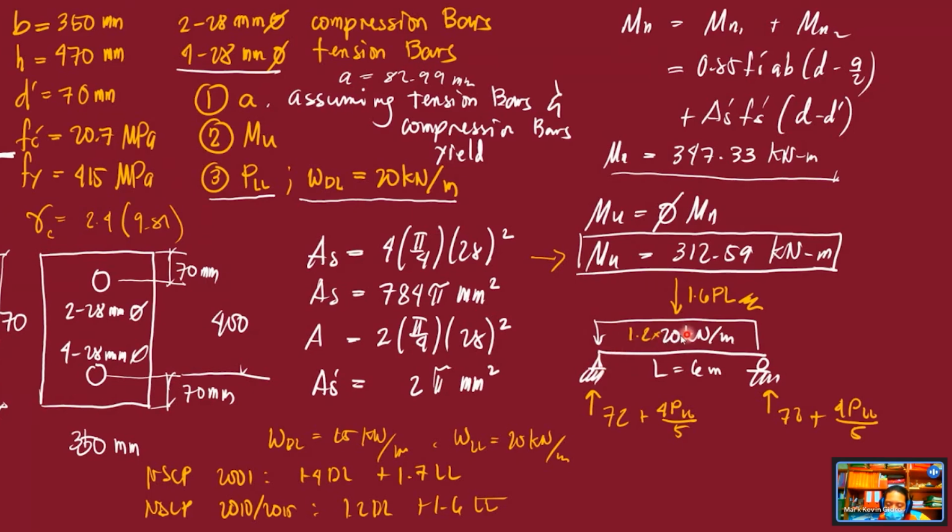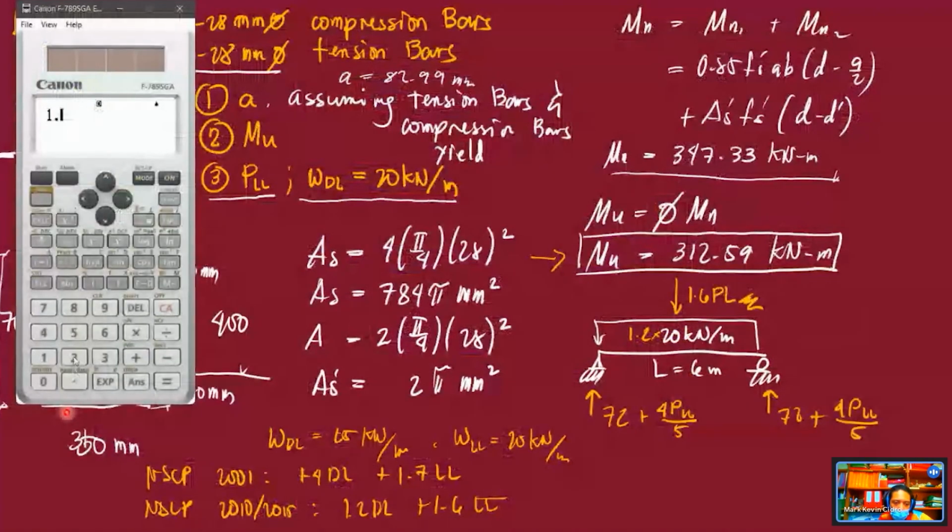Unahon ko tiyali nga uniformly distributed load. The totality of the force of the uniformly distributed load is just equal to the magnitude of the load multiplied by the span. 1.2 times 20, that's the magnitude of the load, 24, di ba? Multiply ko han span, which is 6, that is 144. So, ang totality han yan is 144.